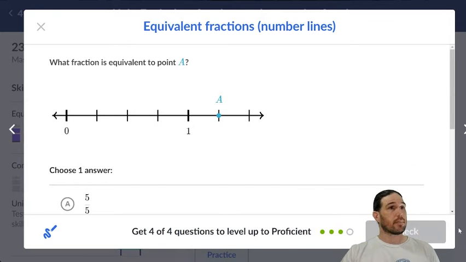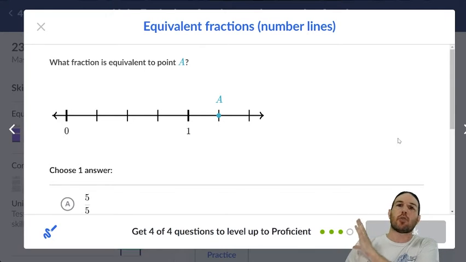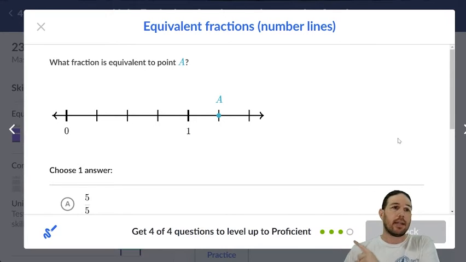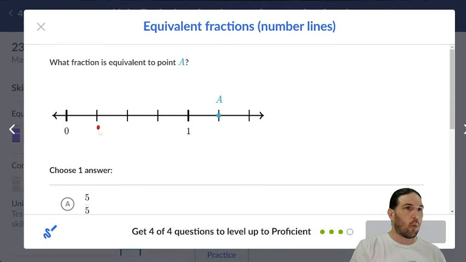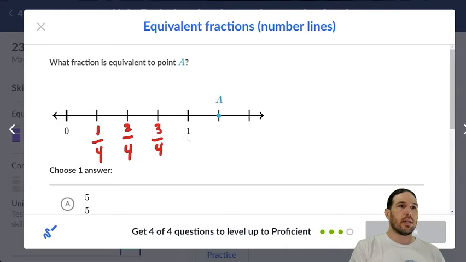One more. Which fraction is equivalent to the point A? So again, the first thing we need to know is how long is each one of these steps. They're not labeled, but there are 1, 2, 3, 4 of them to get from 0 to 1, right? You have to take 4 steps to get from 0 to 1, which means that each step is 1/4, which would make this 2/4. That would make this 3/4. That would make 1 4 over 4. Again, anything divided by itself equals 1. And then A is 5 over 4.